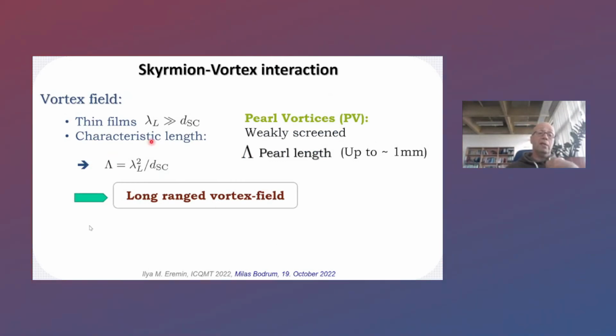Okay, so then, in order to strengthen the effect, you take a thin film, and we know that in a thin film, when the penetration length is much larger than the thickness of the superconductor, you have Pearl vortices. A good advantage of these Pearl vortices is that they are weakly screened, so their stray field goes well beyond the superconducting film. And it has a characteristic length, the Pearl length, which is lambda squared over d_sc, and which can reach up to 1 millimeter. This is something that you can also change experimentally, and you also have a long range vortex field.